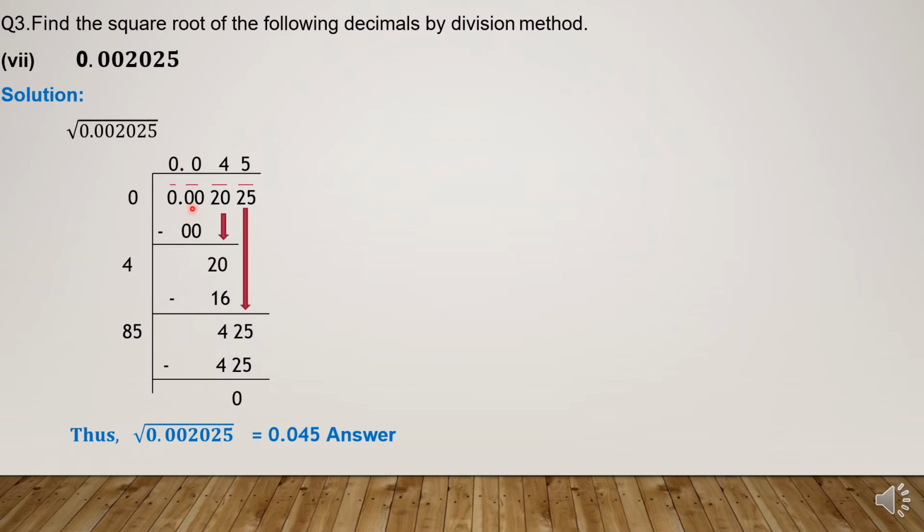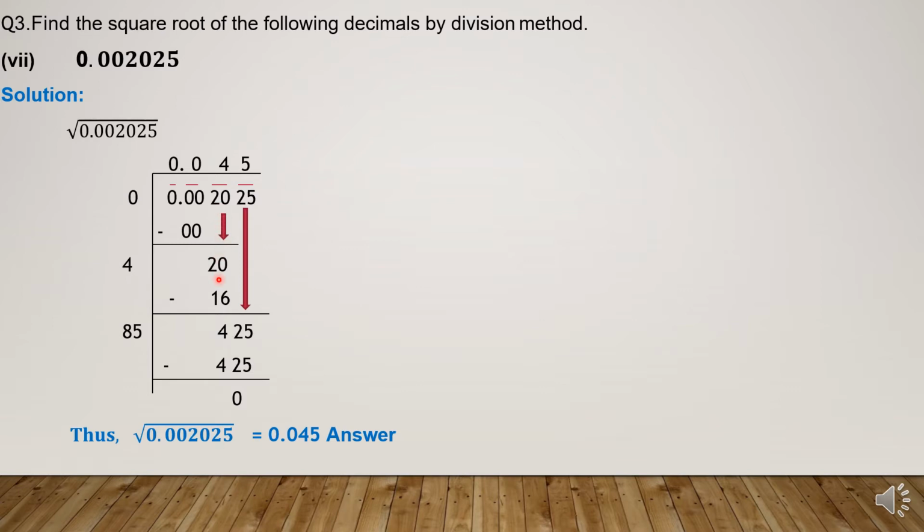Now students, we have the pair of double 0. So for double 0, we have to select our divisor. What divisor should be there? Of course 0. 0 zeros are 0. 0 minus 0 is nothing. The next pair will come down and the next pair is 20.